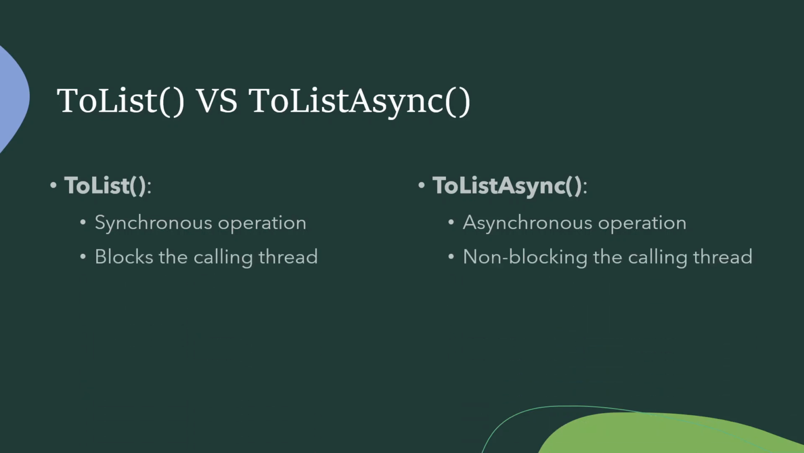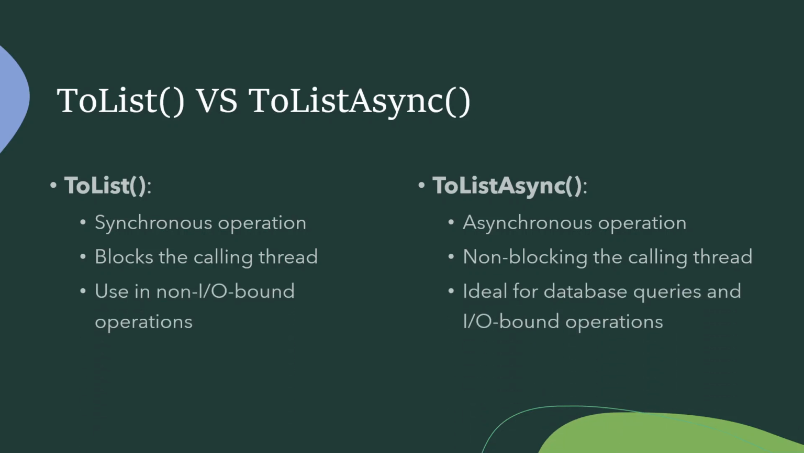ToList blocks the calling thread while it is creating the list. It halts the thread it's running on. This can lead to unresponsive behavior if the operation takes time. ToListAsync, non-blocking. This method allows other tasks to run concurrently while it's fetching data. This is especially useful when you're dealing with I/O-bound operations like database queries.